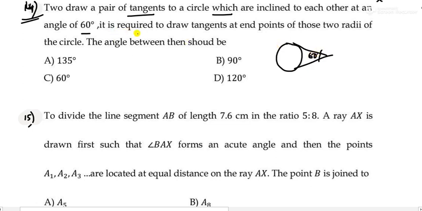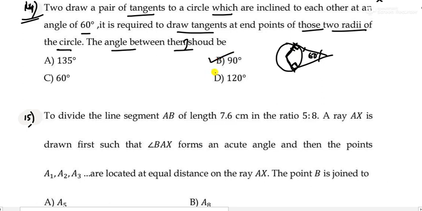It is required to draw tangents at the ends of those two radii of the circle. The angle between them should be how much? For constructing we need to draw what? Two tangents at the end of these radii. This is one radius and this is one radius. The angle between them means this tangent and radius, this angle they have asked. So while constructing, what should be the angle? It is always 90, right?